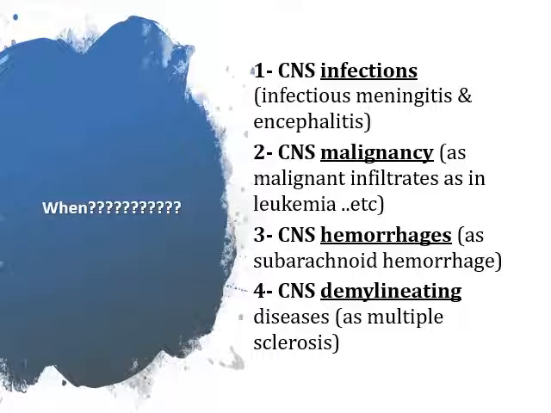Or if you are suspecting malignant infiltration of the CNS like in leukemia. In patients with subarachnoid hemorrhage who are suspected with thunderclap headache, photophobia, neck stiffness with no signs of infection, to confirm the diagnosis of subarachnoid hemorrhage. Also, it can help in the diagnosis of some conditions like demyelinating diseases as multiple sclerosis.